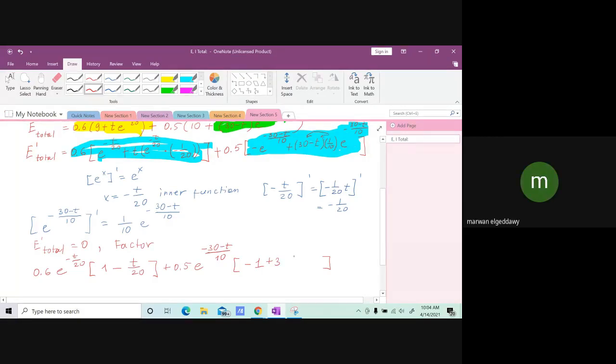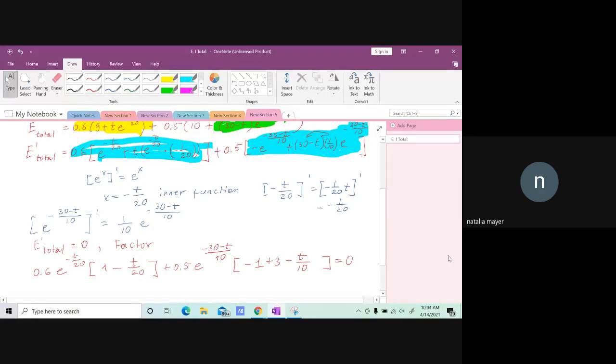And then 10 minus t over 10. Okay. So all of this stuff is equal to 0.